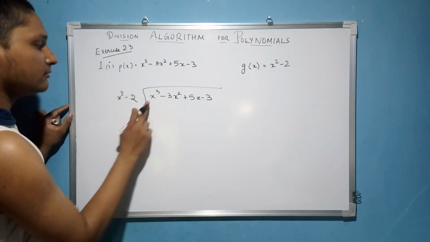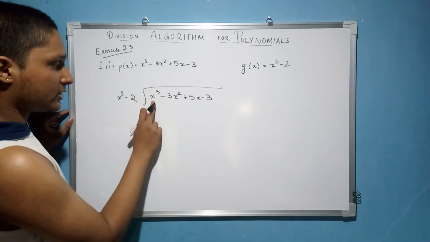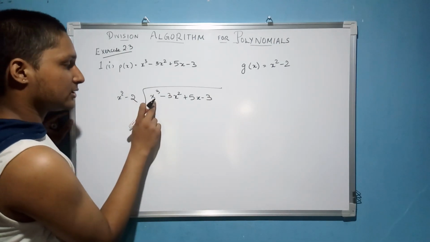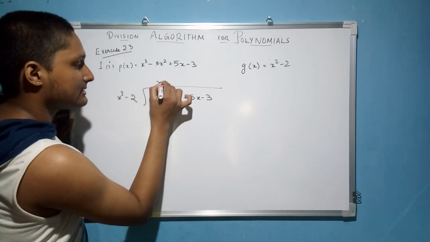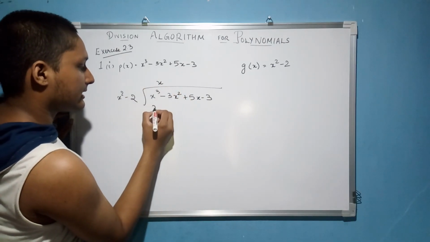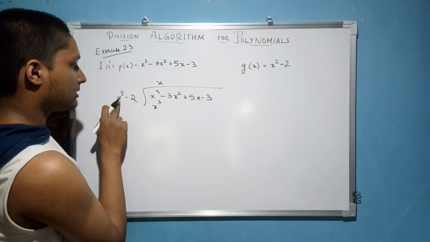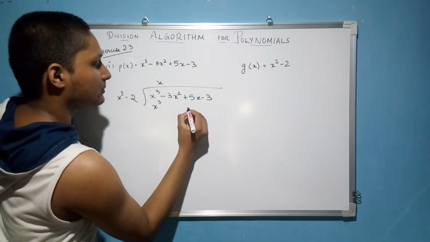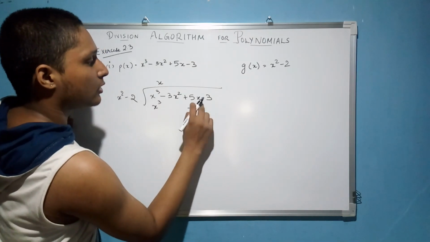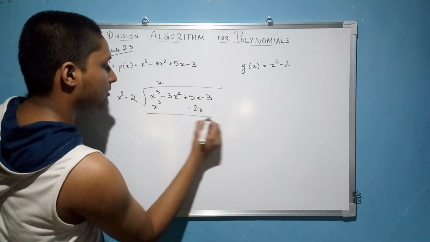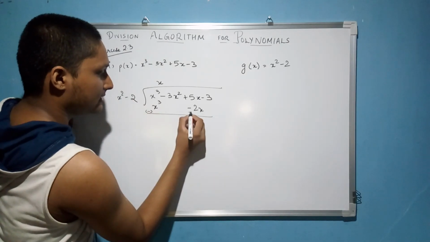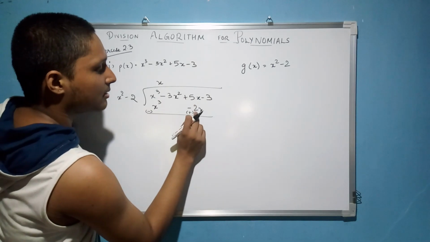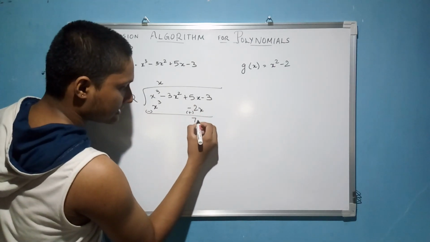Okay. So now the first term here will be the first term of this divided by the first term of this, that is x cube divided by x square, that is x. So I need to multiply x here. Now it comes to be x square into x is x cube. Then you have minus 2 into x comes to be minus 2x. I need to write it in the column of x terms. So while subtracting, now I need to change the sign. This comes to be 0.